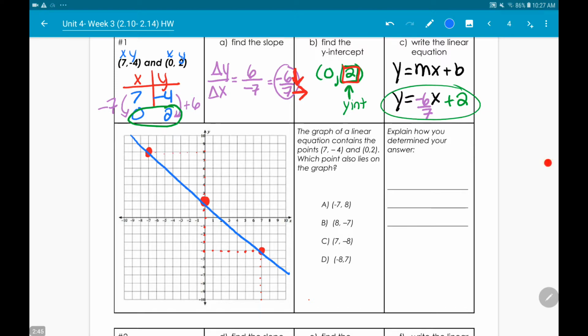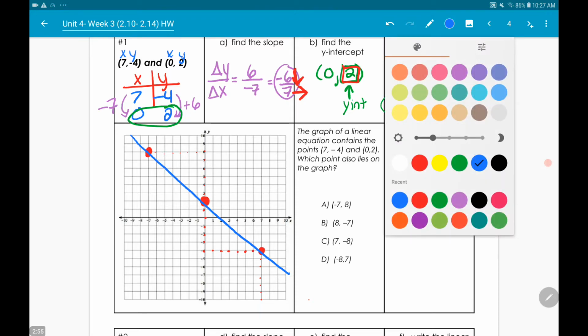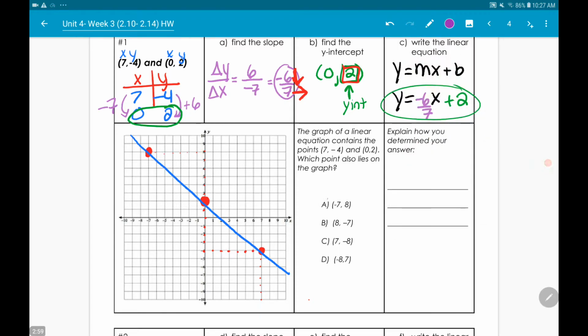The graph of a linear equation contains the points 7, -4, and 0, 2. Which point also lies on the graph? So let's see. So let's mark these points with different colors. So let's mark A with purple.